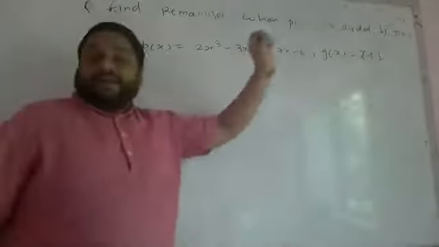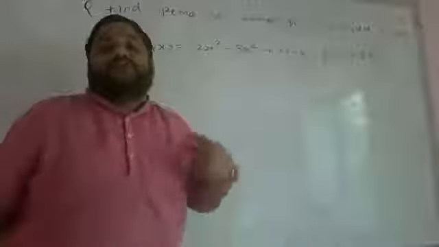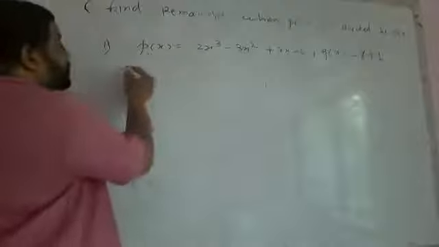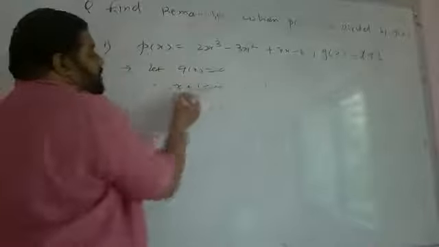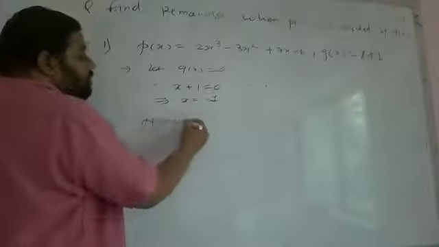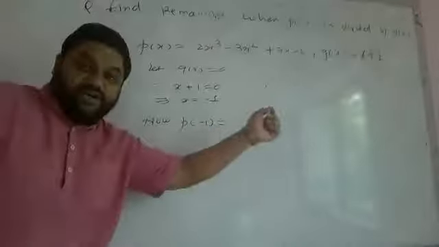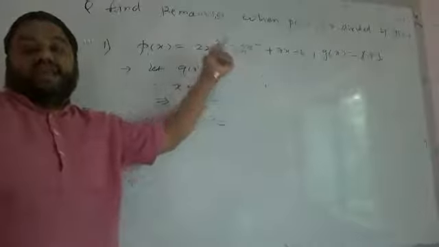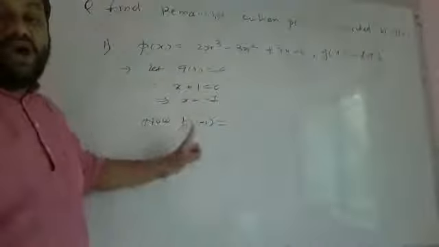We can use the remainder method directly. Sometimes instead of g of x, they may give 3x plus 5 or 4x minus 7. In that case, what do we need to do? Let g of x be equal to 0. Hence x plus 1 equals 0, which implies x is equal to minus 1. Now we need to find P of minus 1. If P of x is divided by x plus 1, then the remainder is P of minus 1.